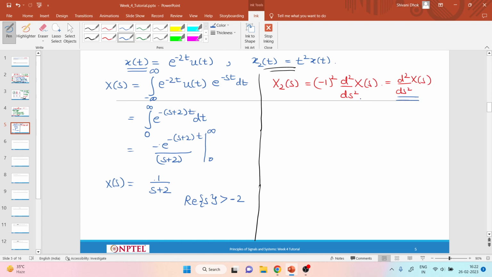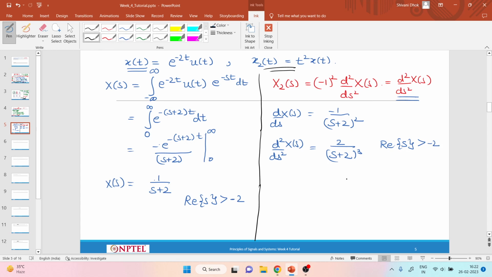Now let us try to find this. For that, d/ds of X(s) is equal to minus 1 upon (s plus 2) square, and then d2 by ds square of X(s) will be the differentiation of this function, which will be simply equal to minus 1 into minus 2, that is 2 upon (s plus 2) cube. This operation will not change my region of convergence. This region of convergence will remain real part of s greater than minus 2.